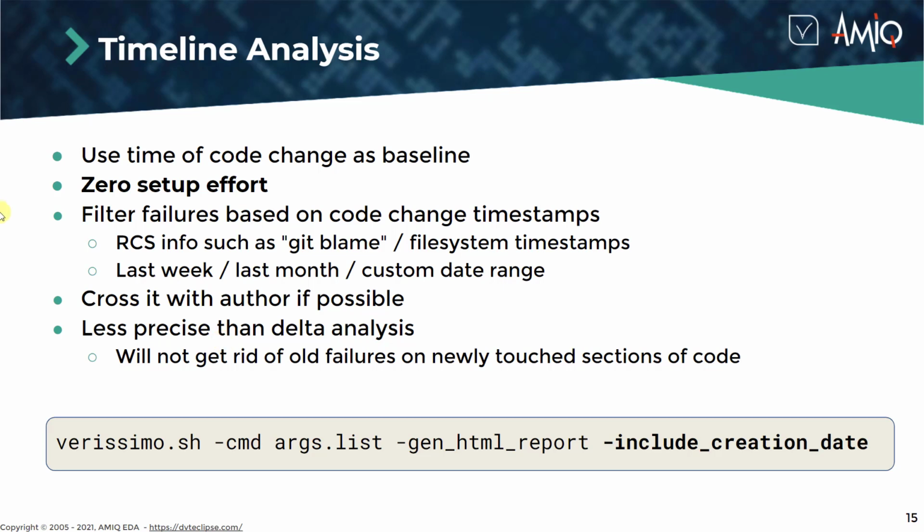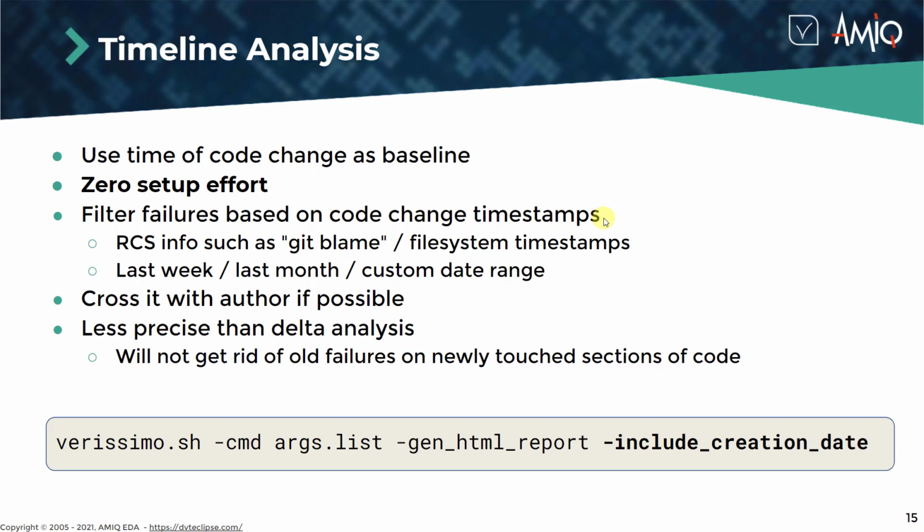But before going into the fixing part of the presentation, let's also take a look at timeline analysis. Let's say a lighter flavor of delta linting. Timeline analysis basically uses the time of code changes baseline. The nicest part about it is that it requires zero effort to set up. Well, it does take an extra switch in the command line, include creation date. What it does is to give you the ability to filter failures based on code change timestamp.